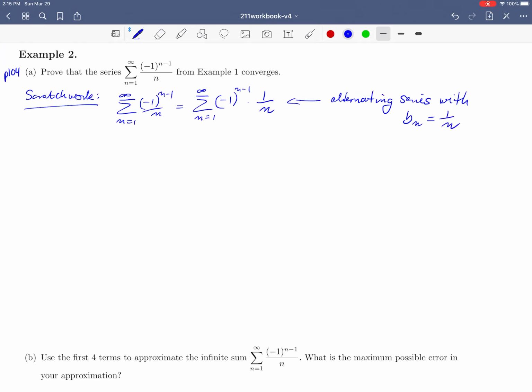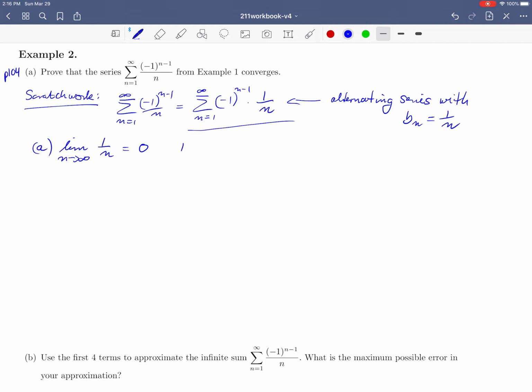And we can write down what Bn is. Bn from the theorem that we saw in the previous video. So Bn is 1 over n. So by rewriting the series in this way, we can really see that A, it's alternating, and B, that this Bn is equal to 1 over n. So then, to be able to use the alternating series test, we have to show that the two conditions are satisfied. We already talked about it, but let's write it down one more time.